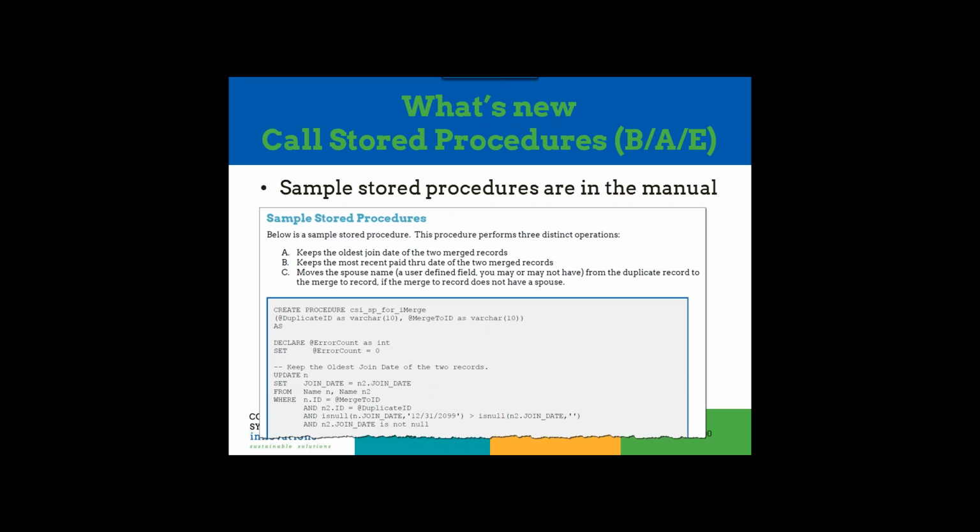We give you sample stored procedures. This sample stored procedure that's in there shows you how to retain the oldest join date of the two records and the most recent paid through date. It also shows you how to keep, say, the spouse. So if the spouse is missing on the record you're keeping, but on the record you're getting rid of, it tells you how to move that.